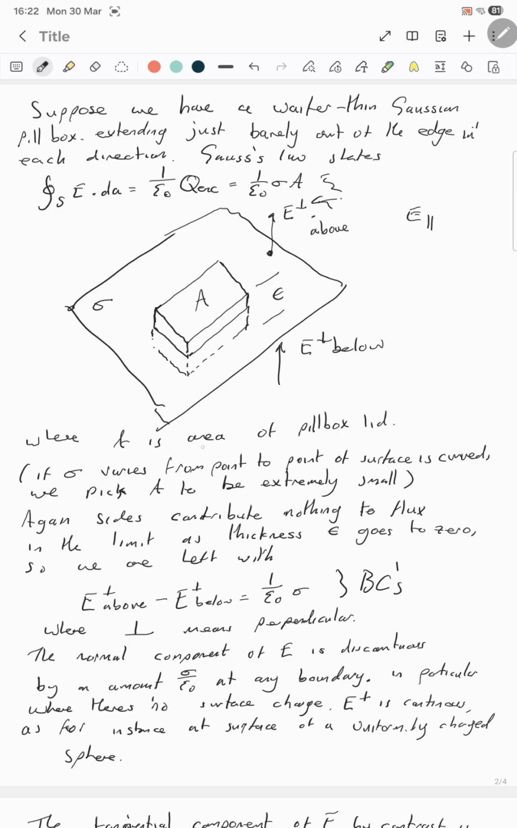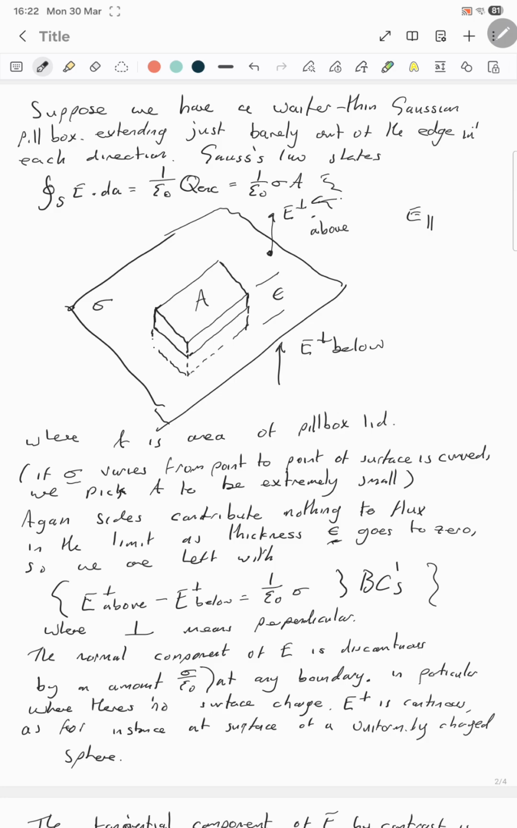Where A is the area of the pillbox lid, if our surface charge varies from point to point of the surface and is curved, we pick it to be extremely small. Again, the sides contribute nothing to the flux in the limit as the thickness ε goes to 0. So we are left with this by our boundary conditions, where the normal component of the electric field is discontinuous by an amount here at any boundary.